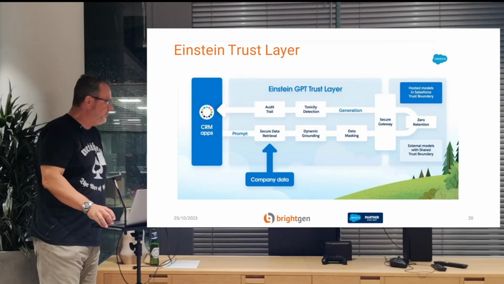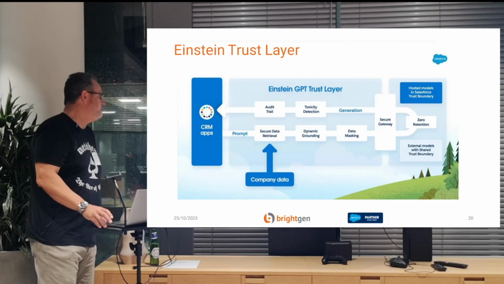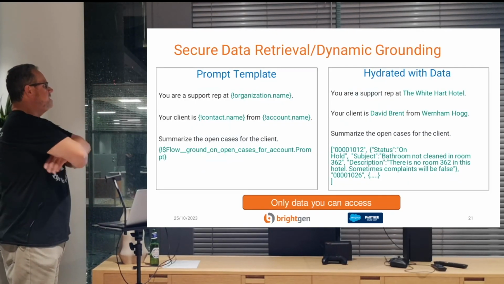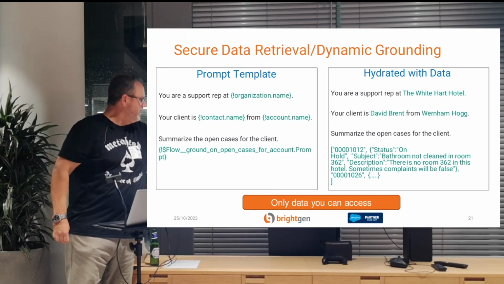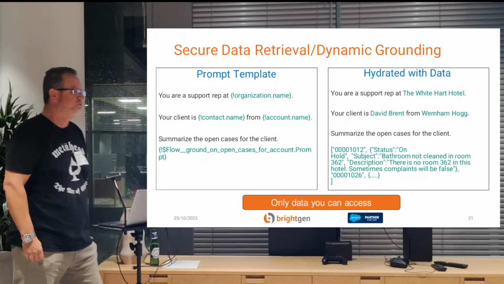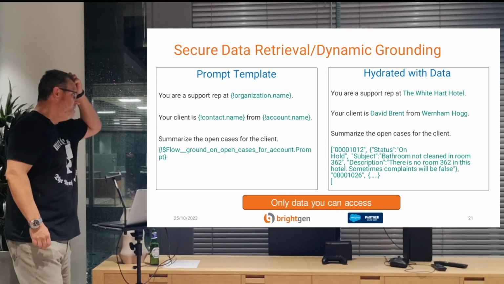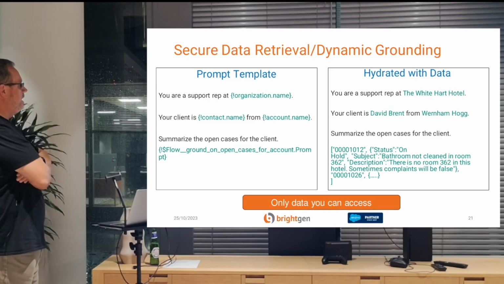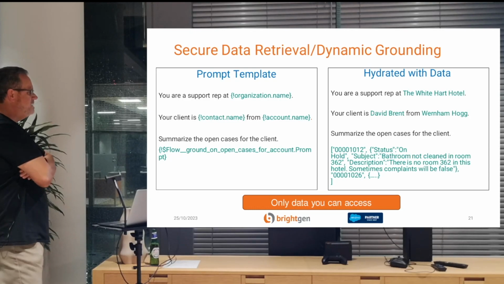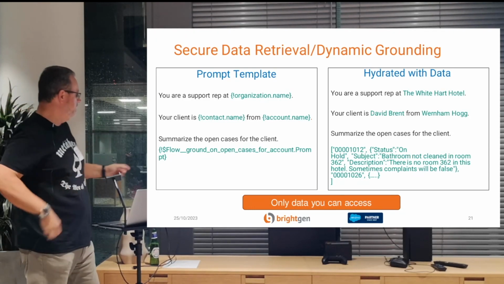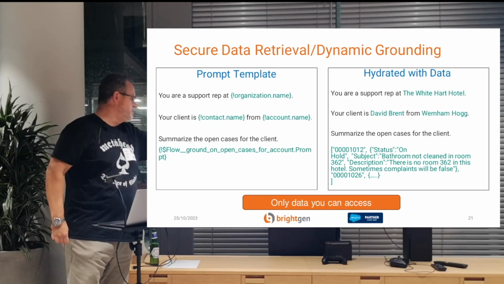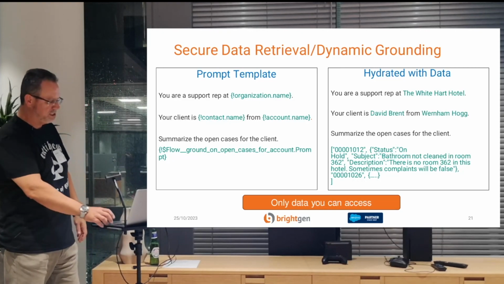So let's look at a few things about what goes on in there. Secure data retrieval and dynamic grounding. This is based on what I saw at Dreamforce when it was squiggle-pling. Now it seems to be three squiggles, so when it goes GA it might be something else. But this is the prompt template: you're a support rep at, and then we've got replaceable organization name, contact name, account name. And then you have a flow concept, so this runs a flow to pull the information back that's asking it to summarize the open cases.